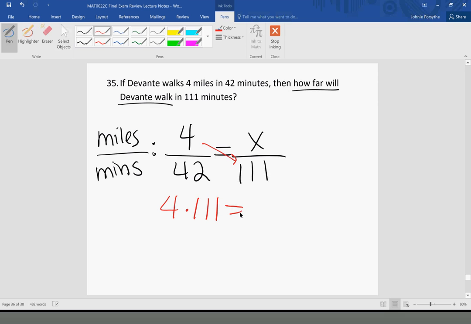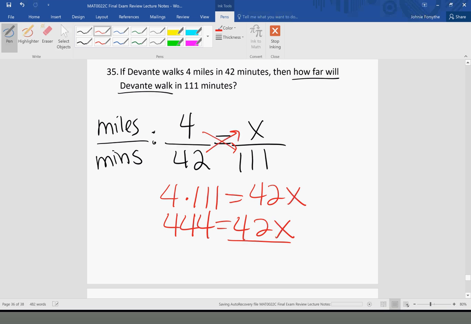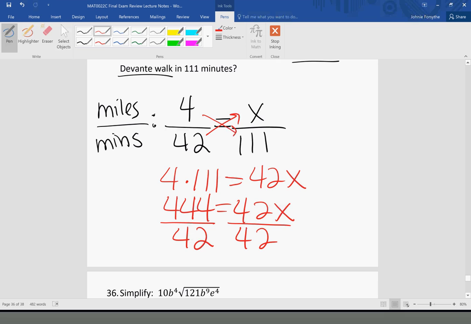4 times 111 equals 42x. And I don't really have a quick way of doing this. I'm just going to go ahead and multiply. That would be 444 equals 42x. For this problem, it says to write it as an integer or a reduced fraction. So we're going to divide by 42. The computer's getting tired. And then now we're going to reduce this as much as we can.